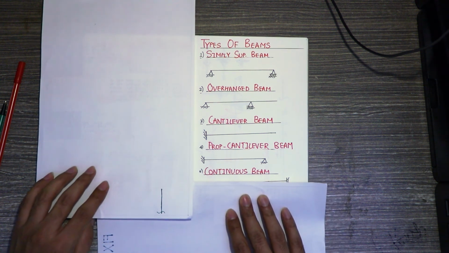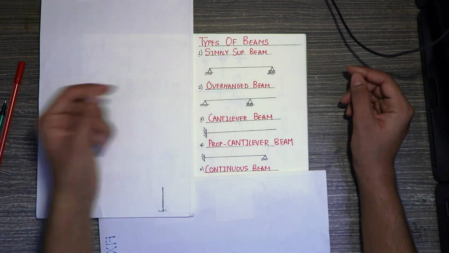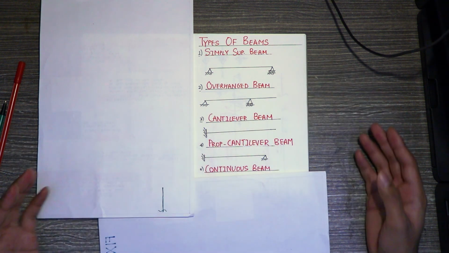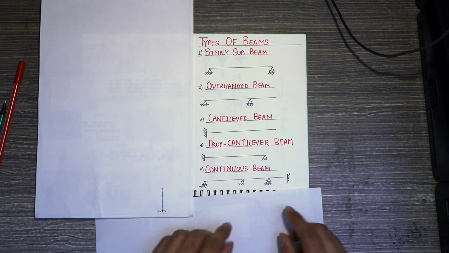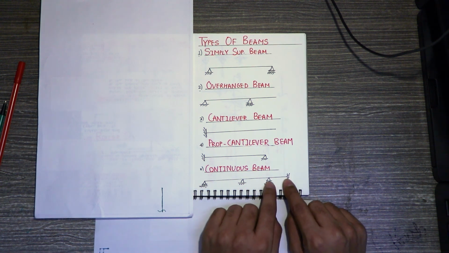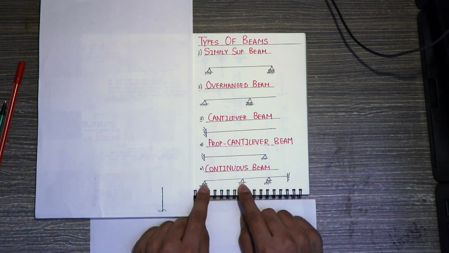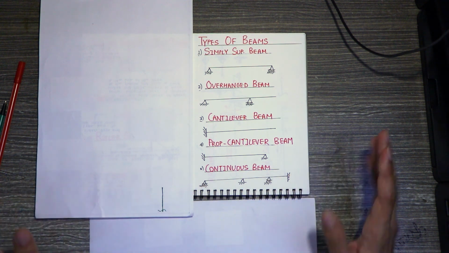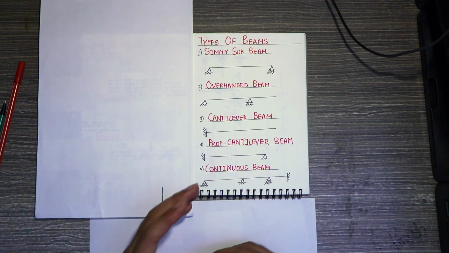Now coming towards the continuous beam. If you make a beam out of a combination of the above beams, then what you will get is a continuous beam like this. For example, over here you can see there is a propped cantilever. This part is a propped cantilever beam. This part is a simply supported beam. Again, this part is a simply supported beam. So this becomes a continuous beam. I hope you guys are now clear with the types of beams and types of supports of beams.